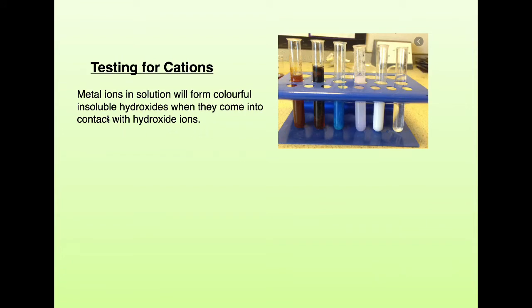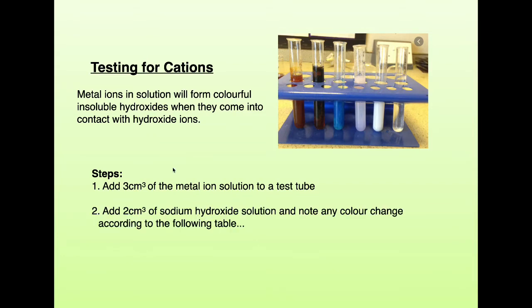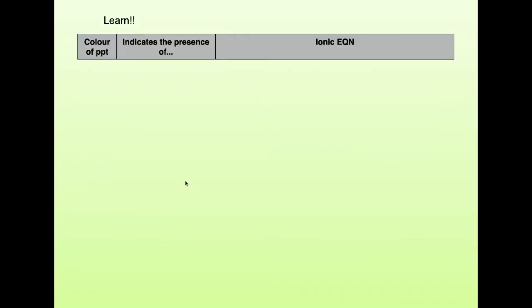So metal ions often form colourful insoluble hydroxides. All they've got to do is find a hydroxide ion and they form the precipitate. What are the steps? You put 3 cm³ of the metal ion solution in a test tube. If you're given the solid, you would have to dissolve the solid in a bit of distilled water, put it in a test tube, add 2 cm³ of sodium hydroxide solution, and look at what you get. Note any colour change. You're going to get a precipitate, and you need to learn these.